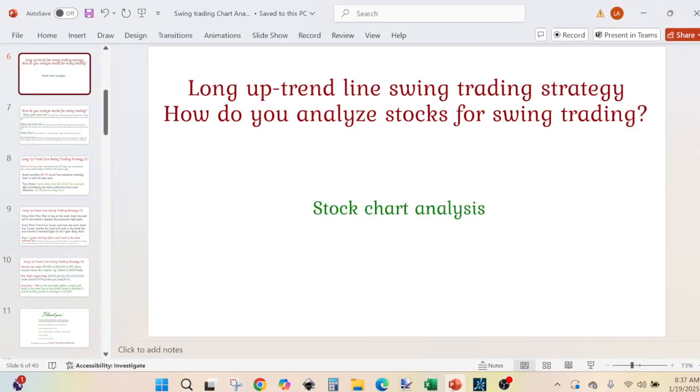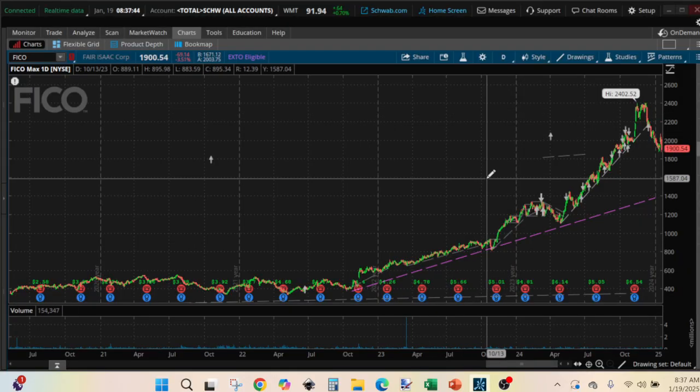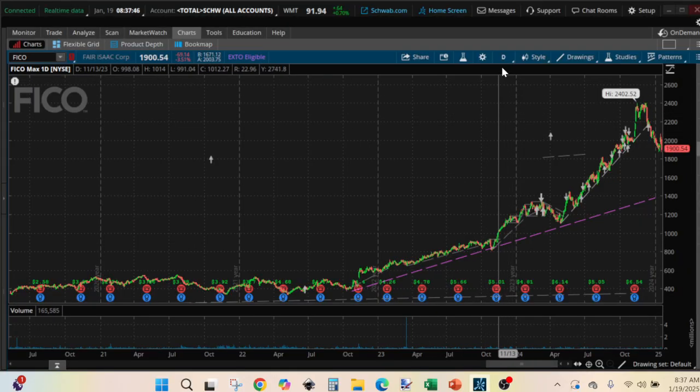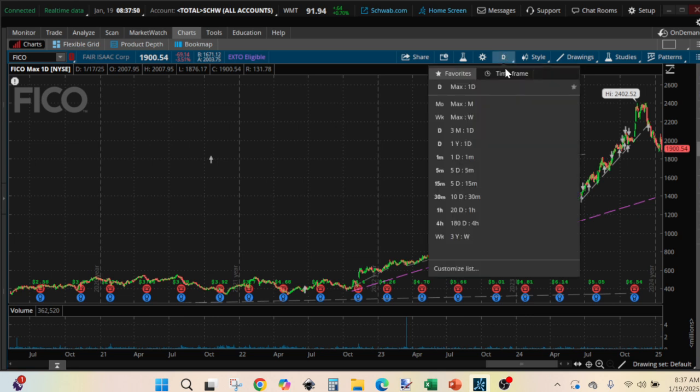Hello, how do you analyze stock for swing trading if you are using the long uptrend line swing trading strategy? This is part 2. We have the ThinkorSwim platform open to analyze the chart, and to swing trade we use the daily chart to analyze the chart, to buy and to sell stocks. And we are going to use the maximum daily chart.